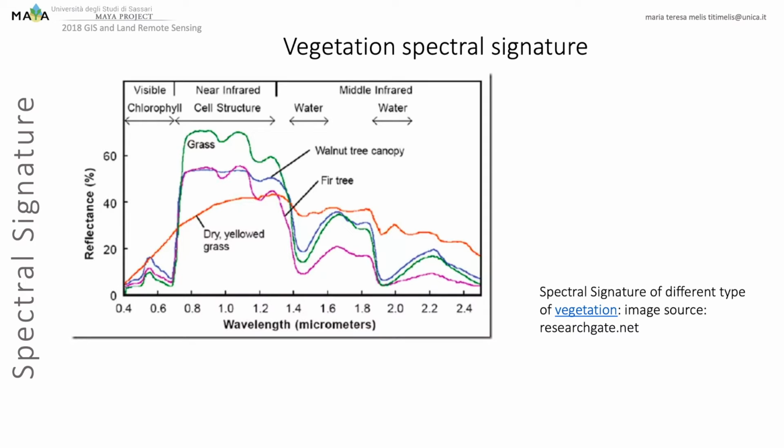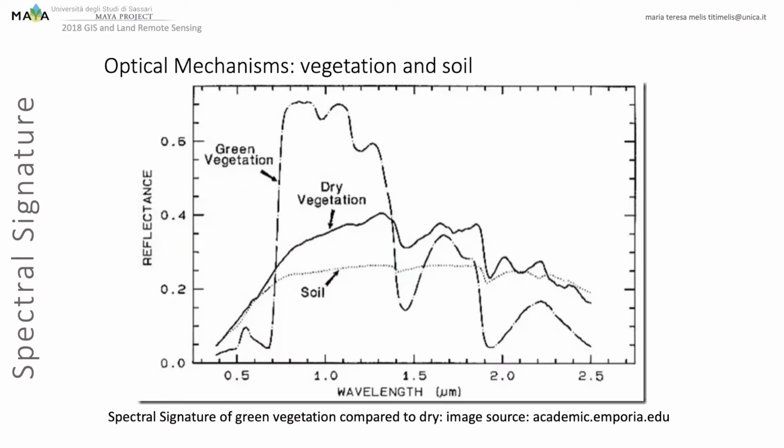And here you see the behavior of different kinds of vegetation, such as grass, fir tree or dry yellow grass, that is completely different in the spectral signature.